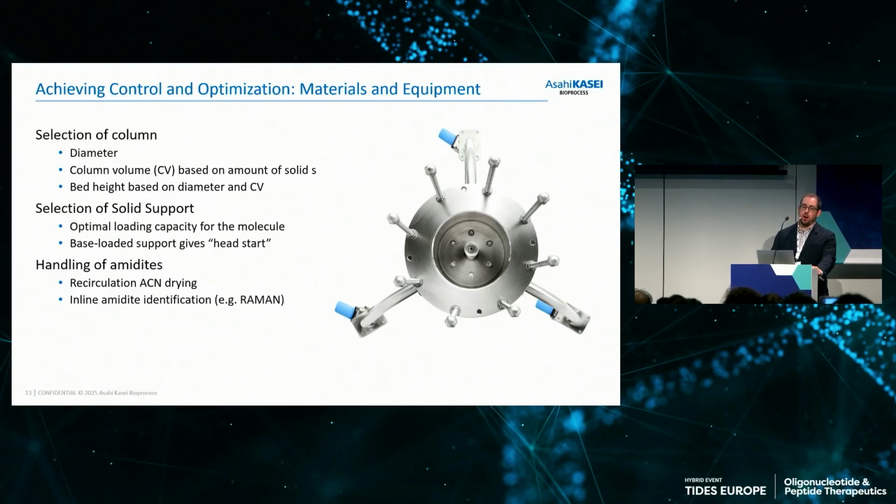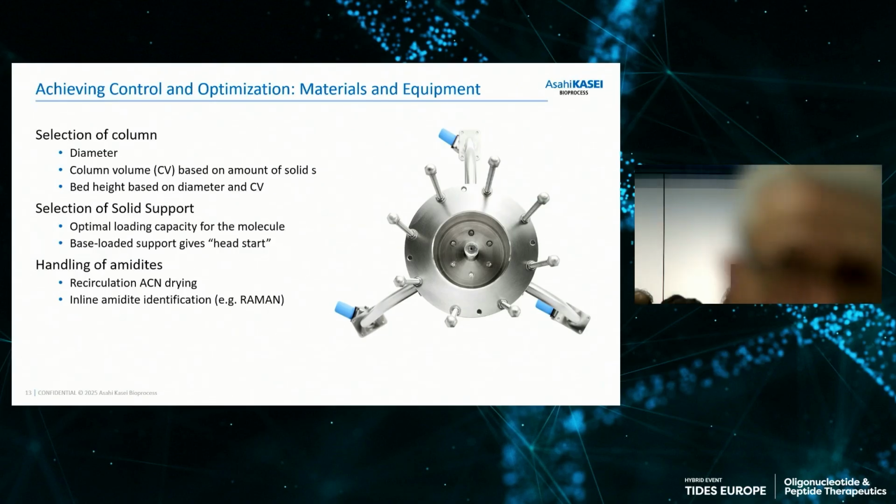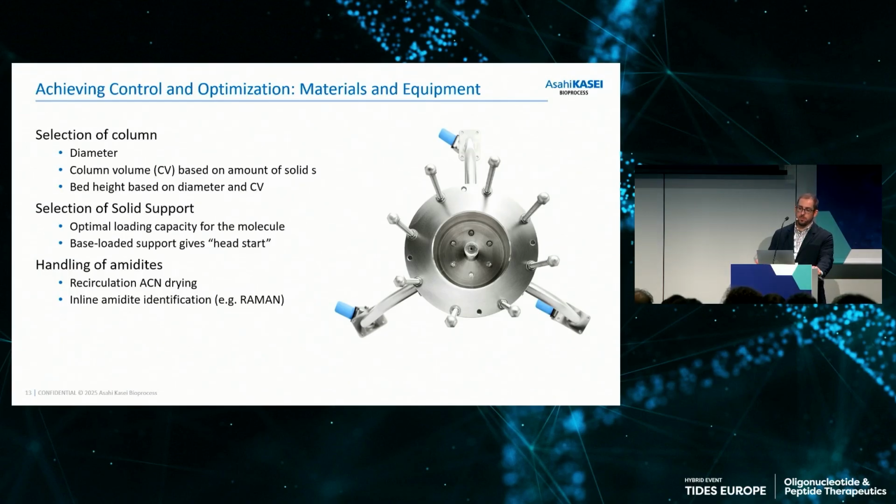So we saw how the column and the solid support both contribute in an integral way to our process. With the column, the diameter is the most important and fixed element of the column. The bed height, of course, can be adjusted depending on the amount of solid support being used or the desired bed height.